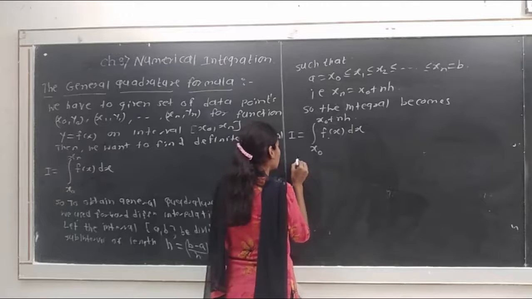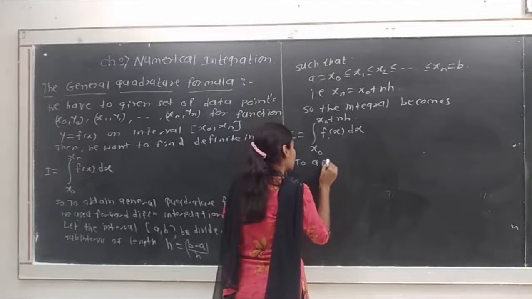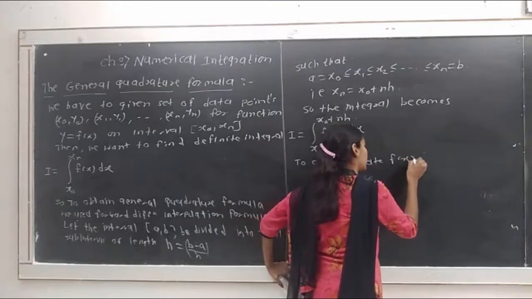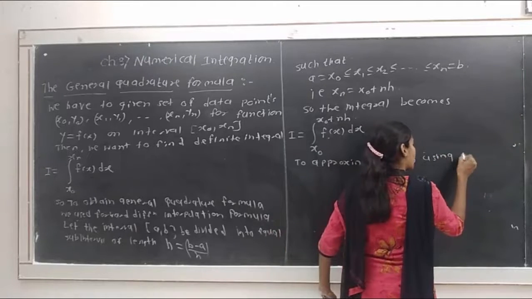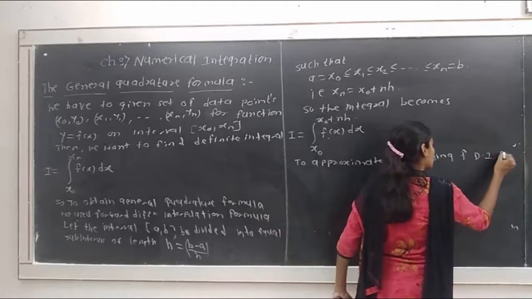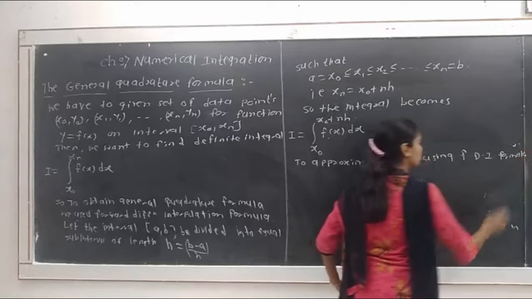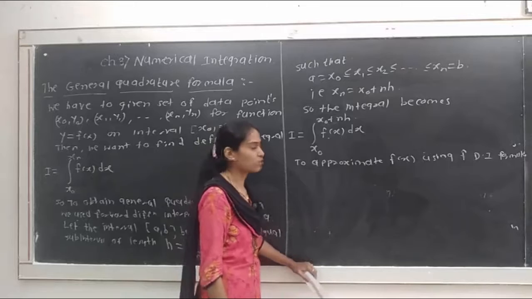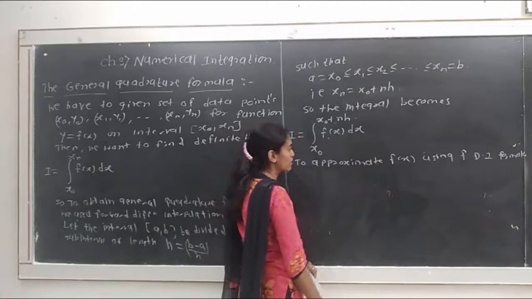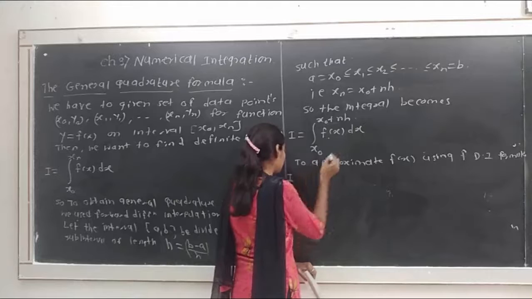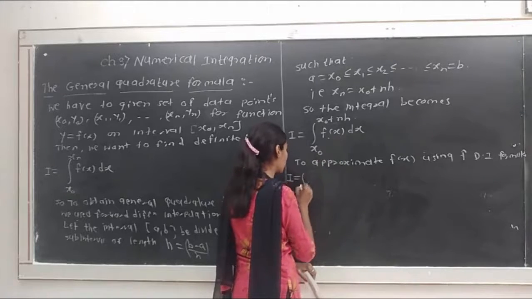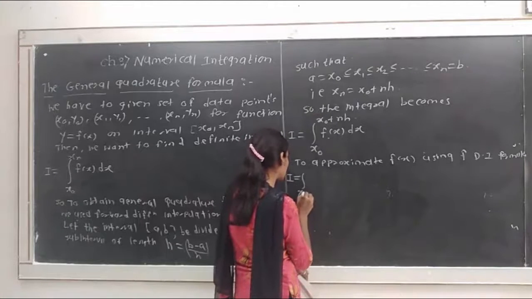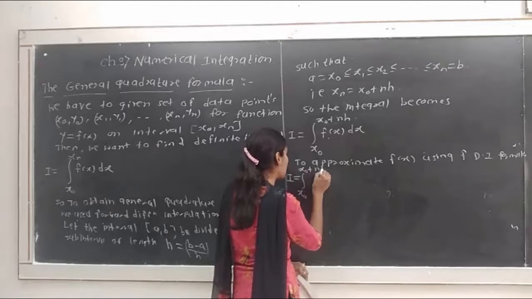Then to approximate f of x we use the forward difference interpolation formula. We studied that forward difference interpolation formula in the previous chapter, so we know what the formula is, and we write it here. We consider I is equal to the integration from x0 to x0 plus nh.